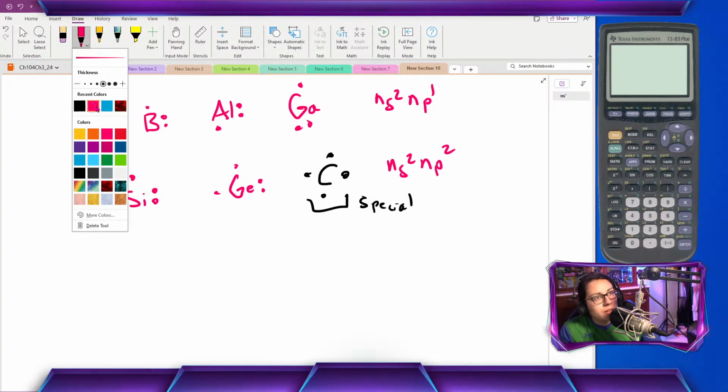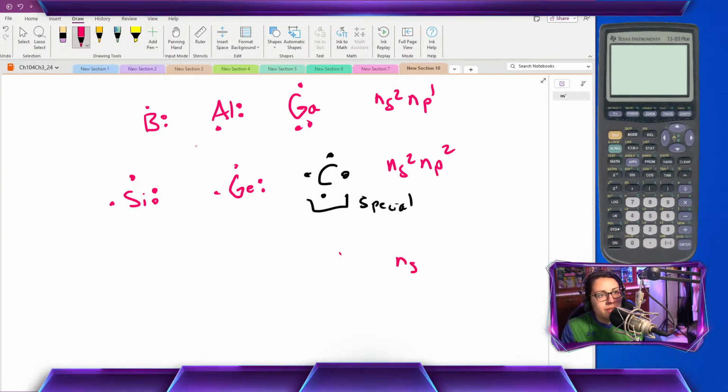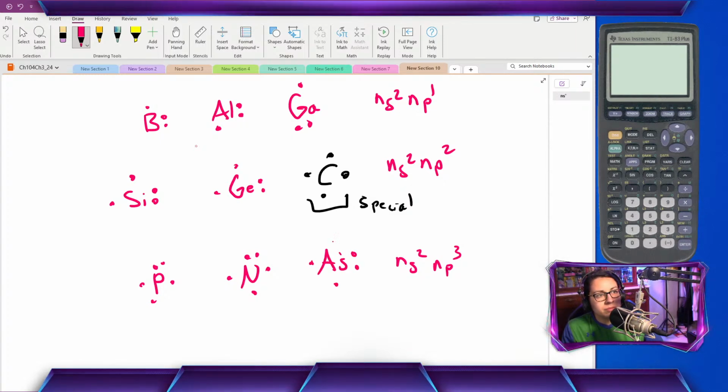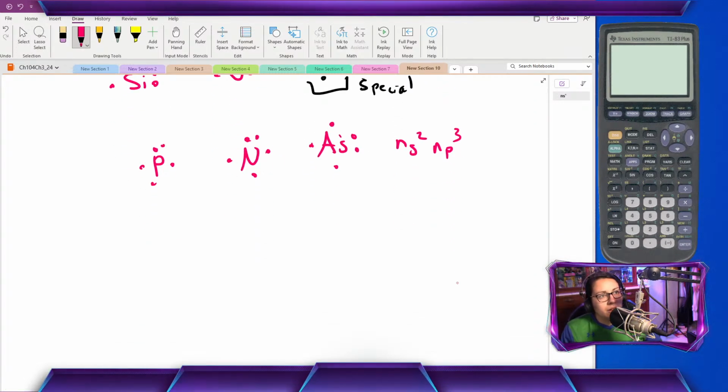And so let's finish out our trend. So then our group 5, ns2, np3. So that could be phosphorus, nitrogen, arsenic. And so now we go down and we can also draw out the electron configuration like this, right? All different ways to represent the same thing.